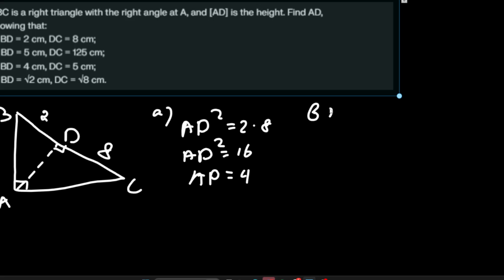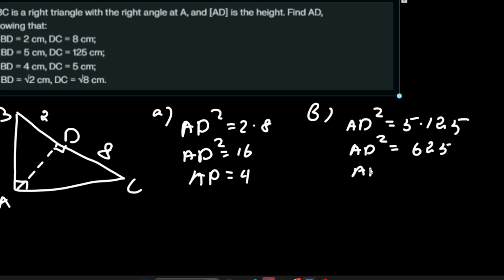Now case B. Same thing except it's AD squared equals 5 times 125, which is 625. And then the square root of 625 is 15. Are you sure? Isn't it 25? Oh yeah, it is. Maybe, I don't know. Check it. 15 squared is 225. Yeah, it's 25. I checked. Okay, see?